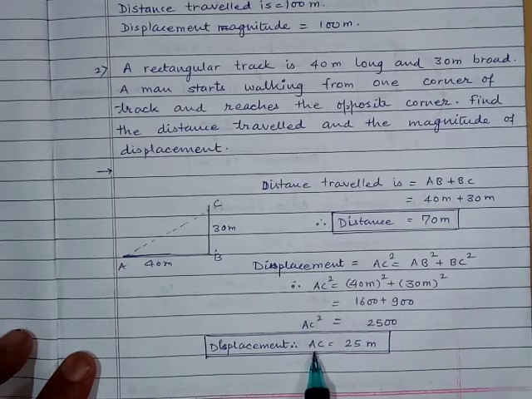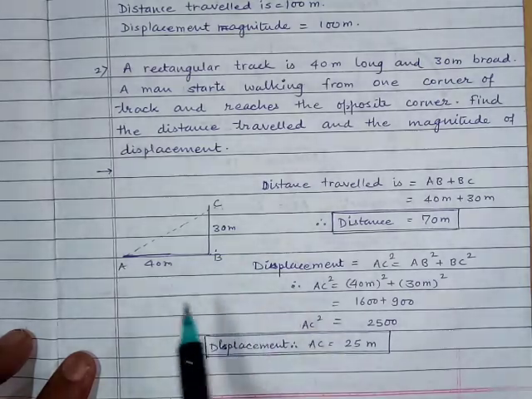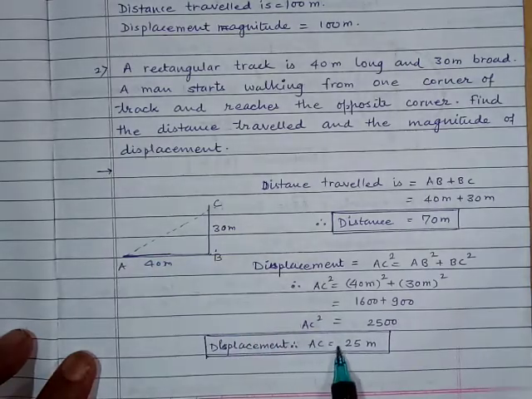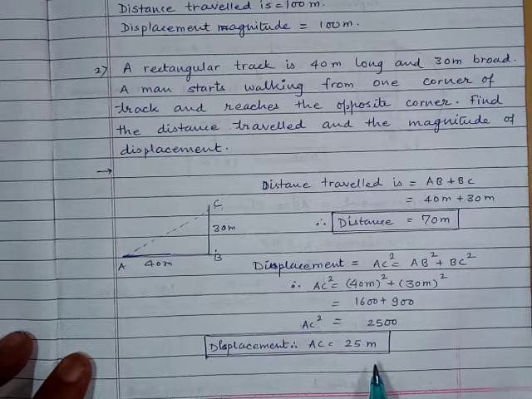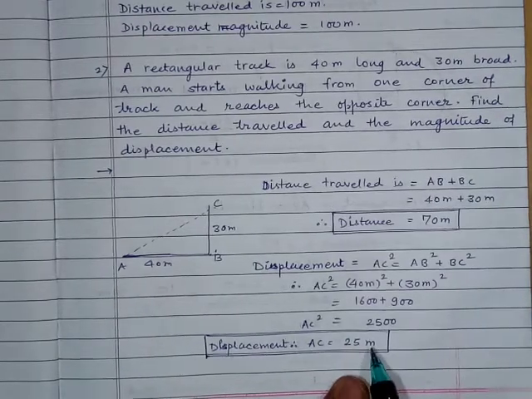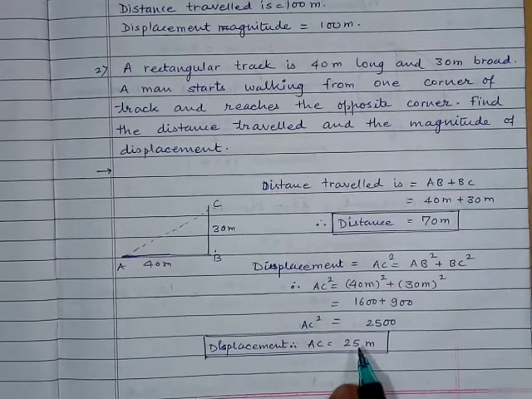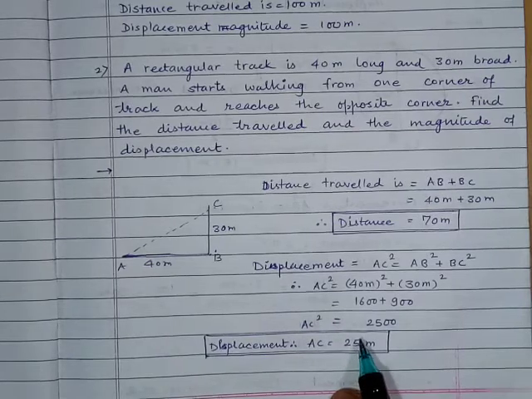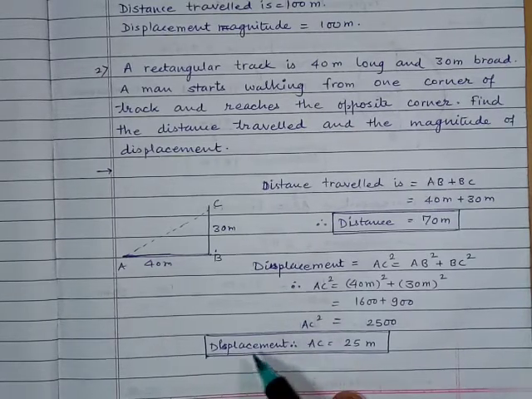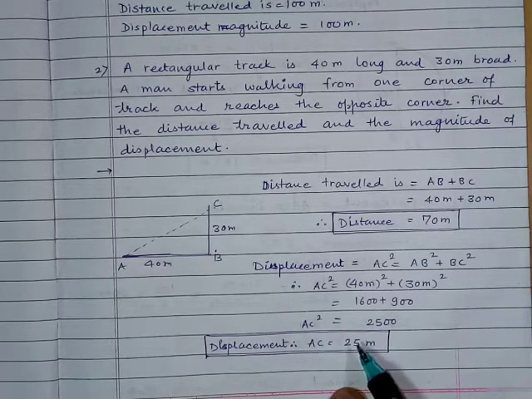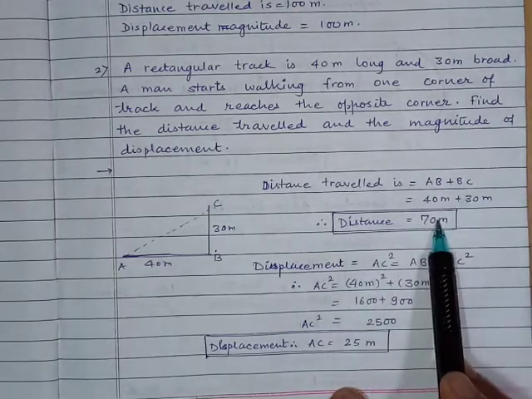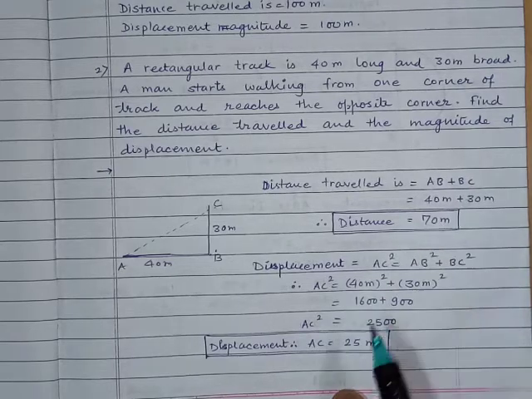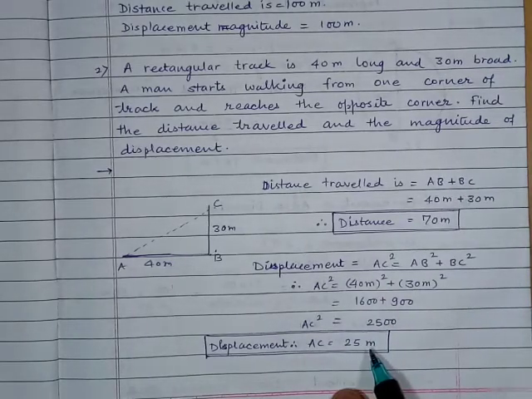So displacement of the object, displacement of this man from point A to point C, that is AC, is equal to 25 meter. Keep in mind that the unit should be given to the particular physical quantity. So here also the magnitude of the displacement is nothing but 25 meter. You can easily see here that distance is 70 meter and displacement is nothing but 25 meter.